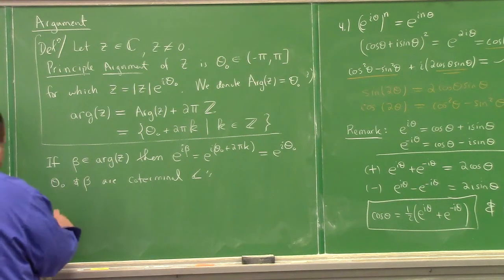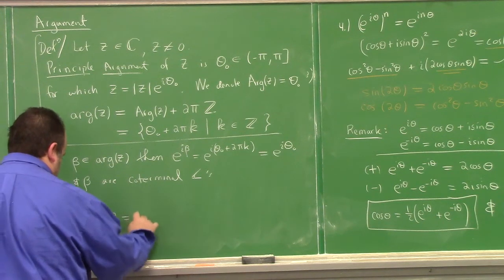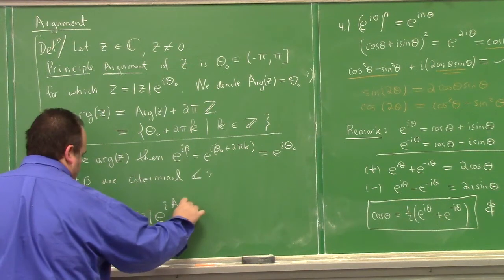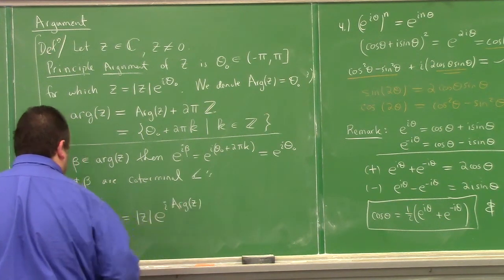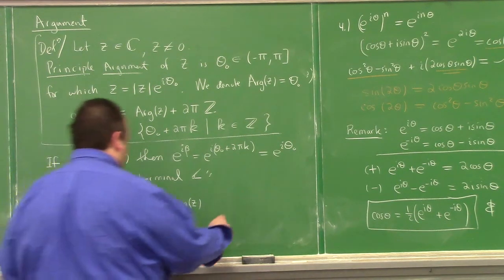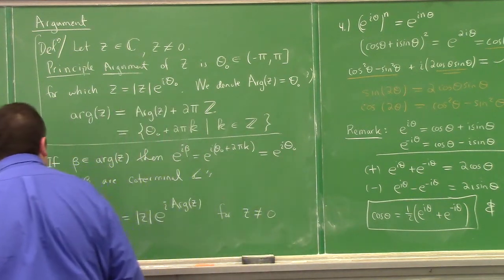So, fact. z is equal to the modulus of z times e to the i arg z. There is a string attached. What do I need to say about z? z is non-zero, right? We don't define the argument for 0. But for everything non-zero, we define the argument.